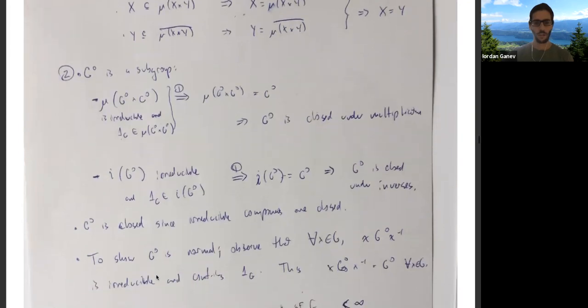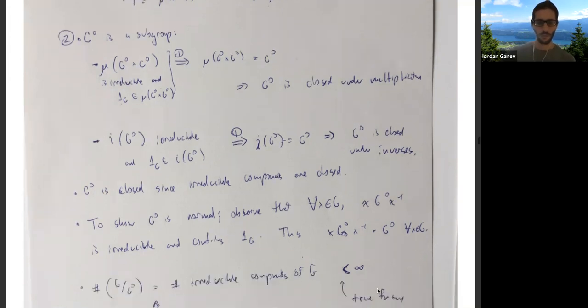And what about normality? This is kind of a cute argument. If we take any x and g, we look at the conjugate, and the conjugate has to be irreducible because it's the image under this map of an irreducible subset that contains one. I think that's all we need to argue that it's irreducible, or maybe there's something more. But in any case, because it contains one, because one is fixed under conjugation by any element, we have this equality.